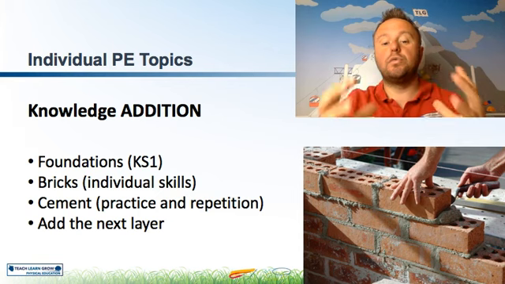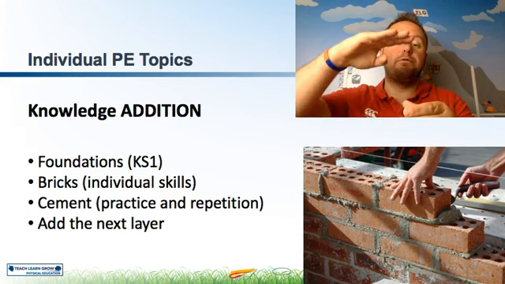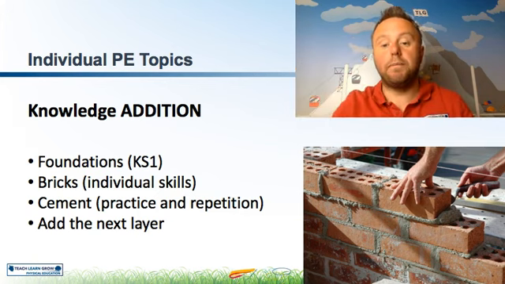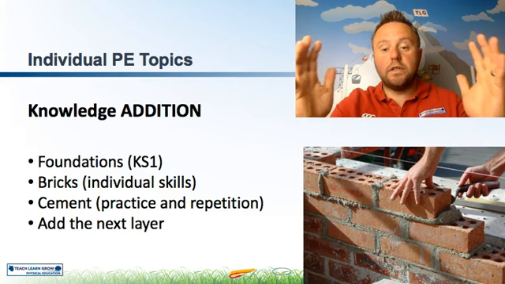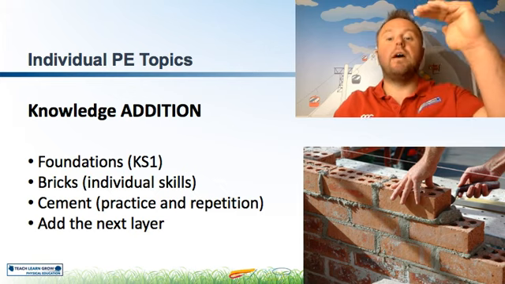So we're going to learn those skills. When those skills are embedded at the end of year 3, we're then going to start our year 4 journey, and we're going to build on top of the first line of bricks we've done in year 3. If we don't get that right, then obviously the whole thing collapses. So it's an addition, year 3, year 4, year 5, year 6.